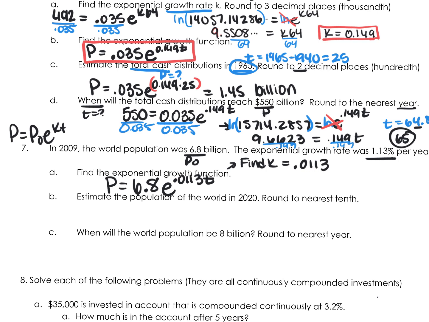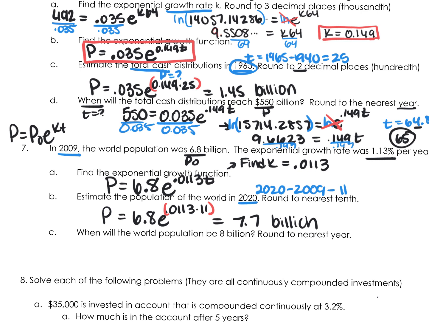So we're going to estimate the population of the world in 2020. Well, our starting amount was in 2009. So in 2020, we are going to figure out how far away from 2009 we are. So 2020 minus 2009 will give us 11. So then we will plug that in for time. And you can just type that into your calculator. Just make sure you wait to close the parentheses until after the 11. And then you should get 7.7 billion.